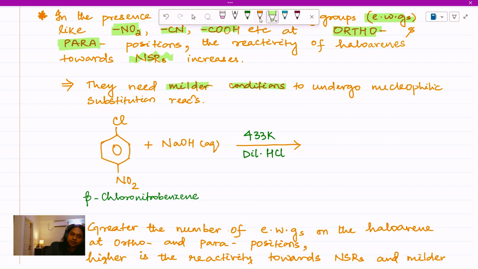For example, the first reaction, we have seen all of this, but I'm repeating it regardless. First reaction is of para-chloro-nitrobenzene. So one NO2 group is there, one of the electron withdrawing groups, at this position, which is called the para position.